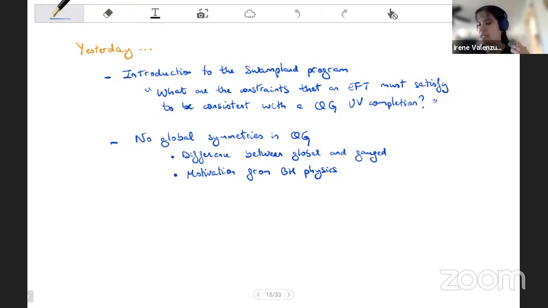And what I did yesterday is to try to explain carefully what we mean by global symmetry, what the difference is between a global symmetry and a gauge symmetry, and also what the motivation coming from black hole physics is for the absence of all these symmetries. Now, is there any question about this before I move on?